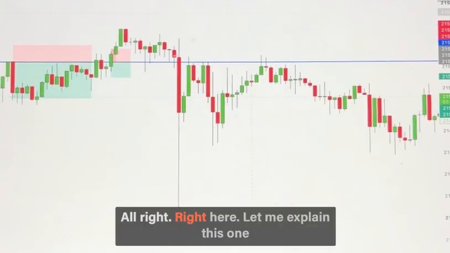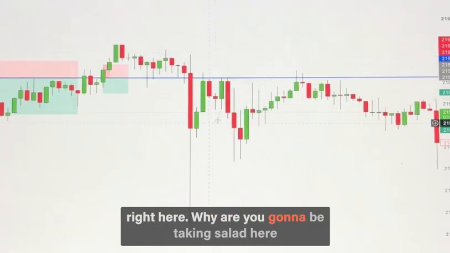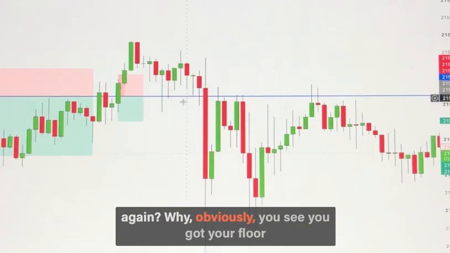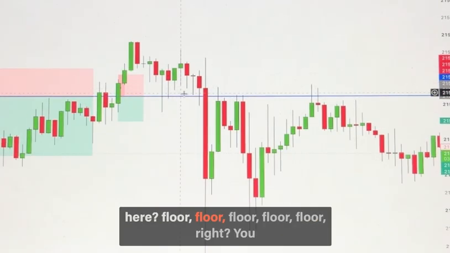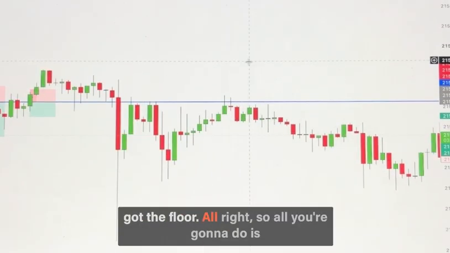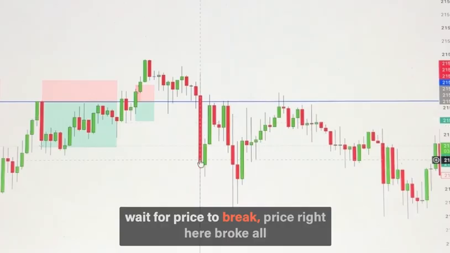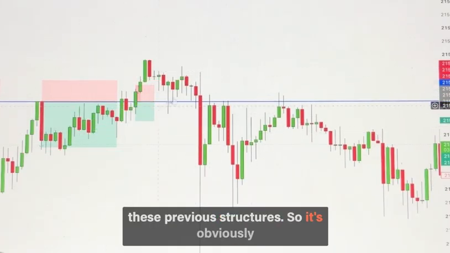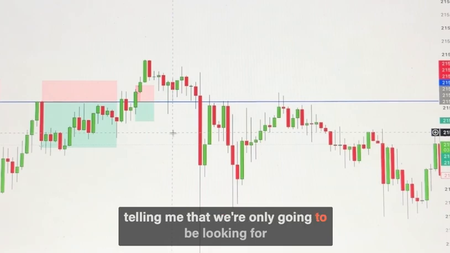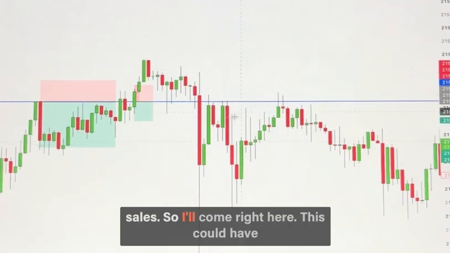All right, here. Let me explain this one right here. Why are you gonna be taking sales here again? Why? Obviously, you see you got your floor right here. Floor, right? You got your floor. All right, so all you're gonna do is wait for price to break. Price right here broke all these previous structures, so it's obviously telling me that we're only gonna be looking for sales.